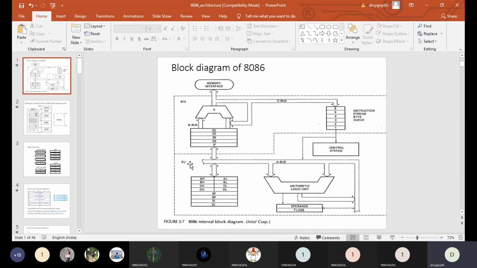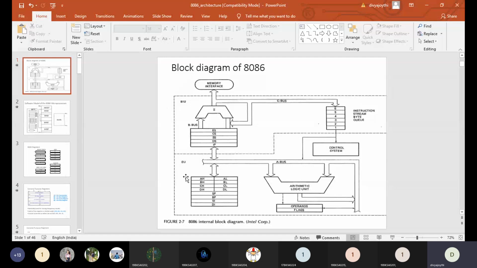Are you clear with the pipelining? Did you understand what exactly pipelining is? In short, I'll repeat once again: pipelining is nothing but when one instruction is in execution, parallelly, the next instruction, which is to be executed after the current instruction, is being fetched. Now we will see in detail about the bus interface unit and the execution unit.